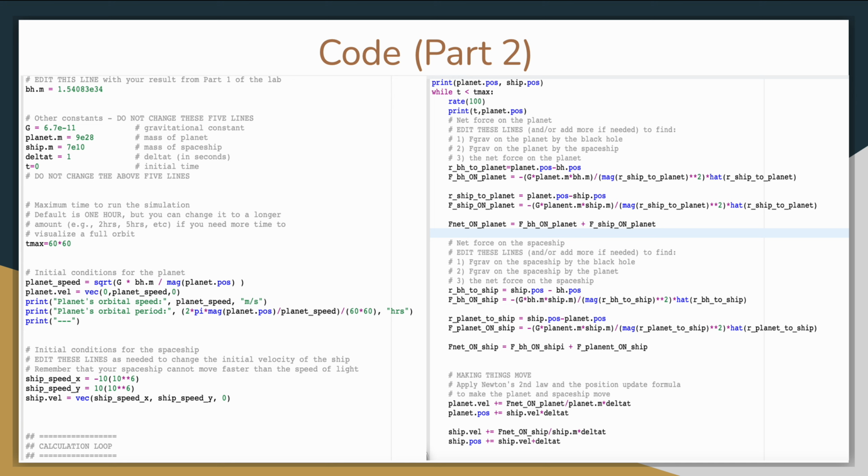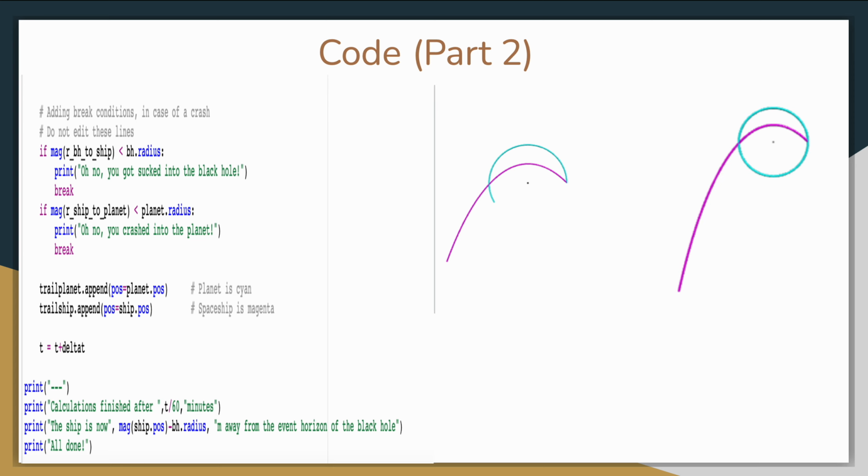For part 2, we use the mass of the black hole we found from part 1, and then plug in your other constants such as gravity and the mass of the ship, and calculate the planet's speed and velocity, as well as the ship velocity. Once you have that, you calculate all the values you see on the right, and you find the initial velocity of the ship. As you see on the right, this is the motion of the ship around the black hole.